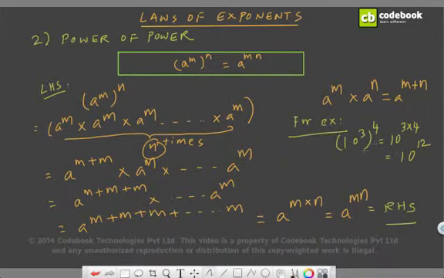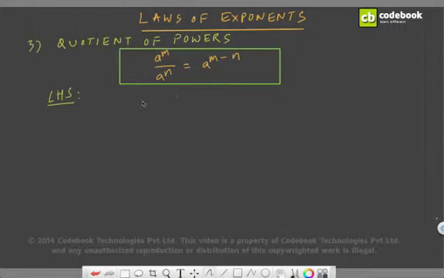In this way, you can apply the power of power law and simplify complex expressions very easily. The third law of exponents that we will learn is called quotient of powers, which is: if a raised to the power m is divided by a raised to the power n, then that is equal to a raised to the power of the difference of exponents m and n, which is m minus n. So let's try to prove this. So consider the left hand side, a raised to the power m divided by a raised to the power n.